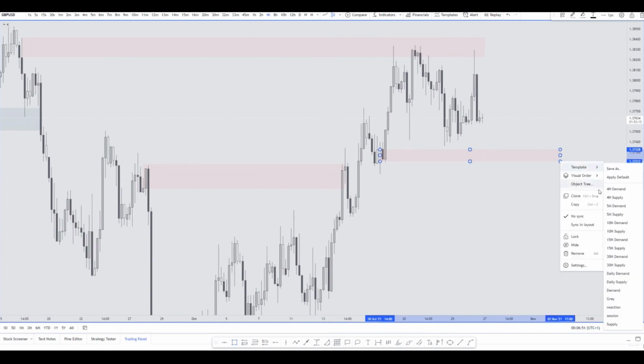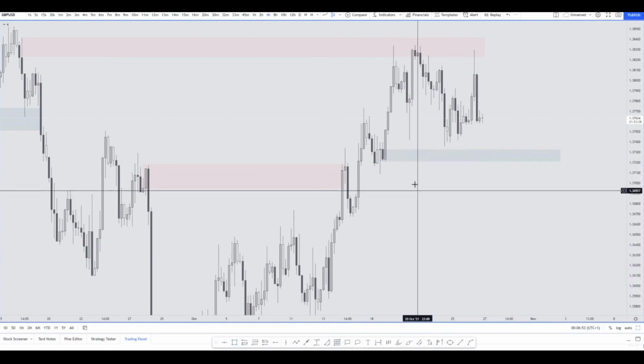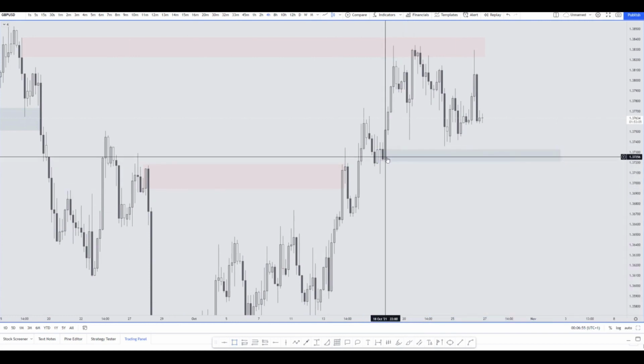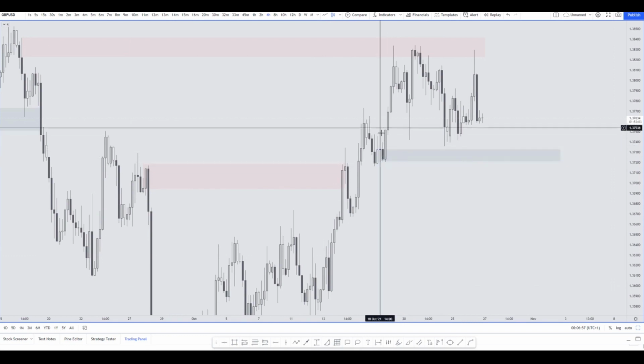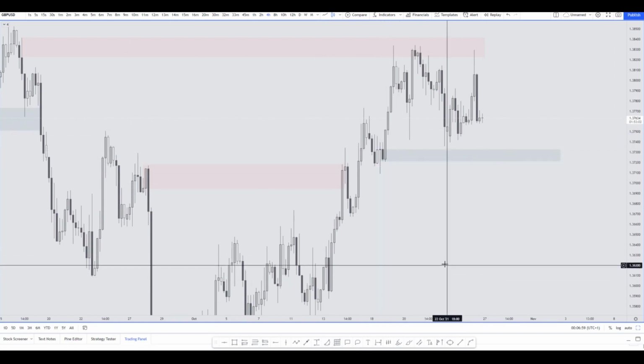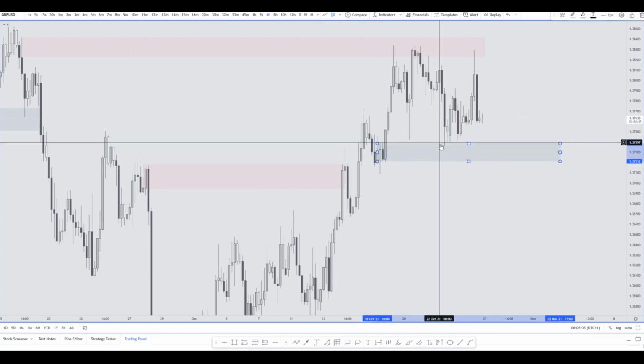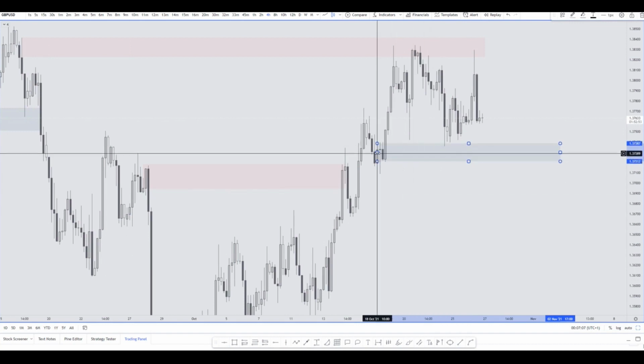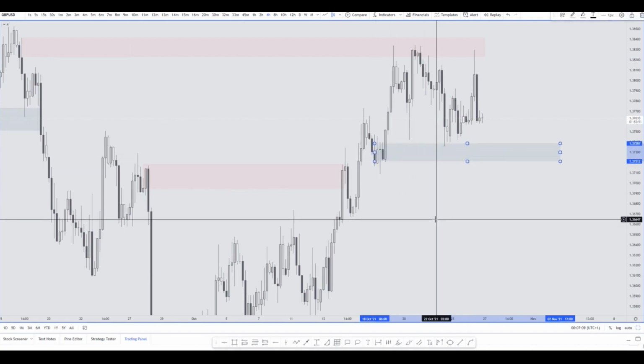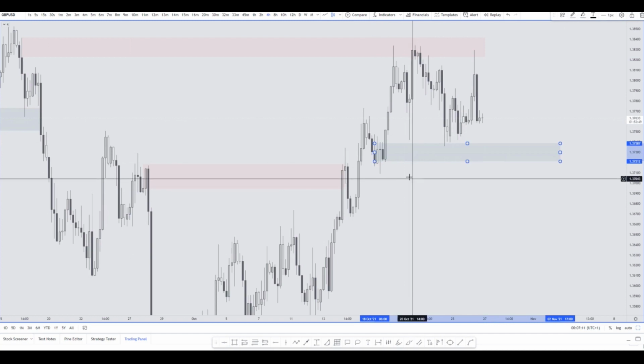So on the demand side of things, I usually start off with pulling the top of the body to the bottom of the wick. I won't pull the top of the wick, whereas a lot of people will teach to pull the top of the wick, and in this particular case, you do get a reaction off of it. Again, that's totally up to you to test.